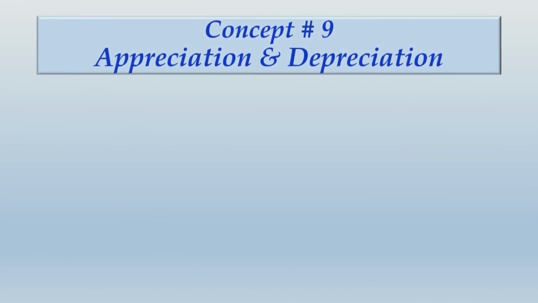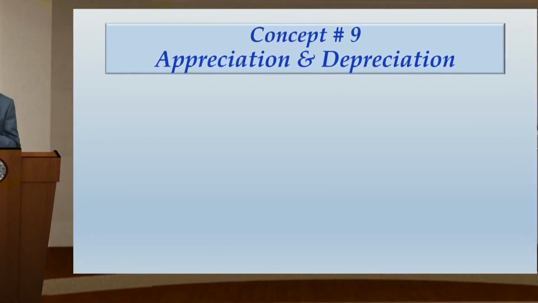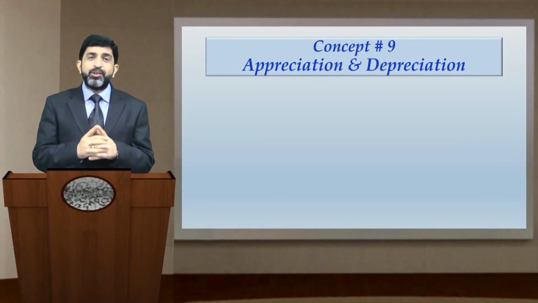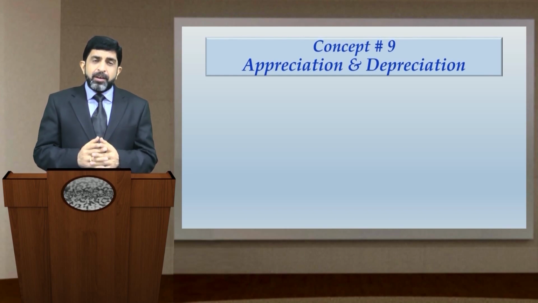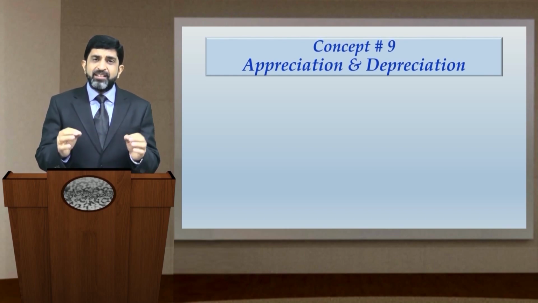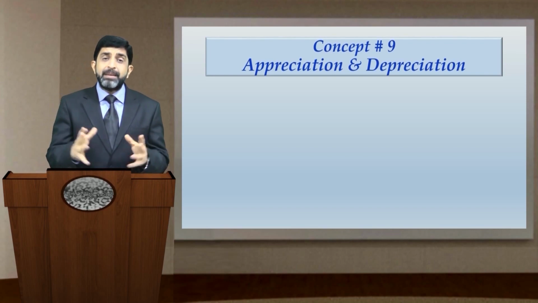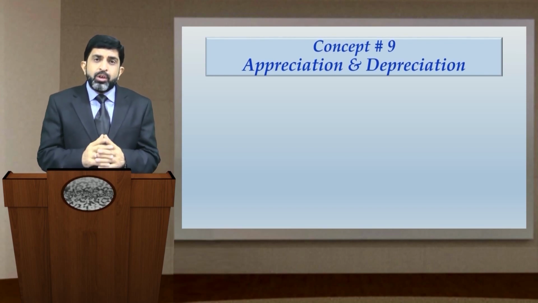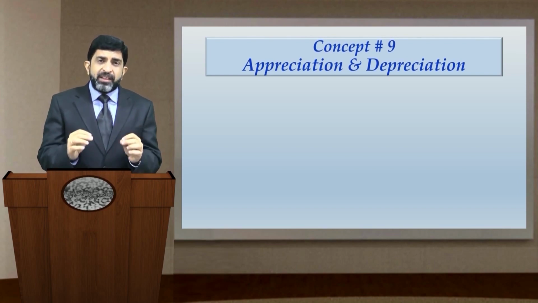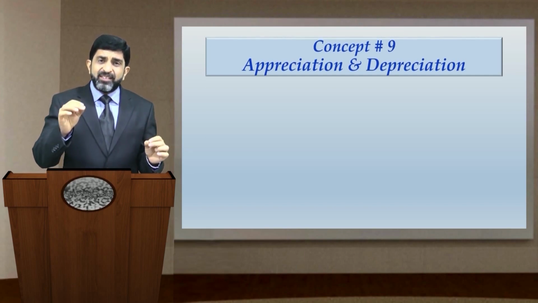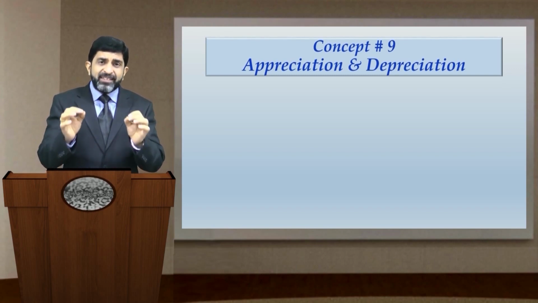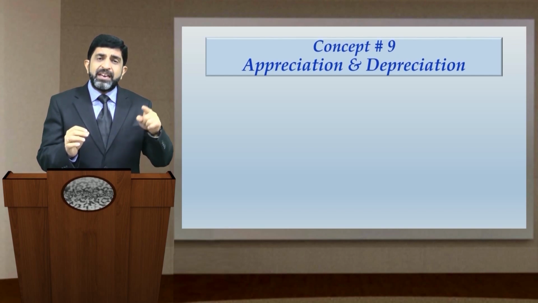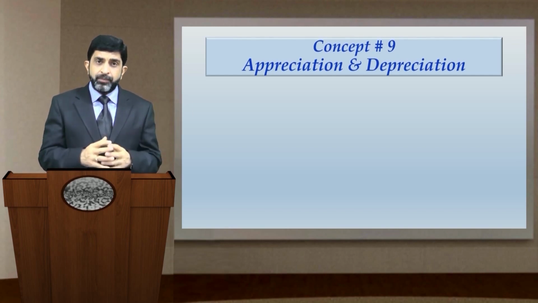Concept number 9, that is appreciation and depreciation. Here we are talking about appreciation and depreciation of currencies. My friends, please try to understand this simple but important point. Assume that at present the price of US dollar quoted in the spot is rupees 73. So the price quoted at spot is rupees 73 per dollar.